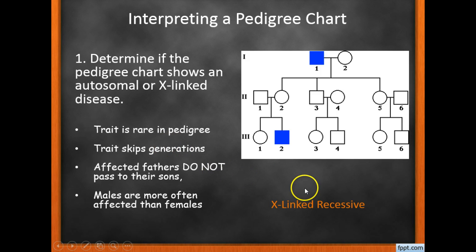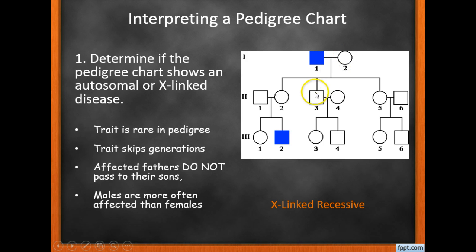The trait tends to skip generations, so we have our first generation, 1 person has it; second generation, no one has it; third generation, 1 person has it. The affected fathers do not pass this to their sons, and the reason being is because the fathers are passing the Y. So mom is in charge here.